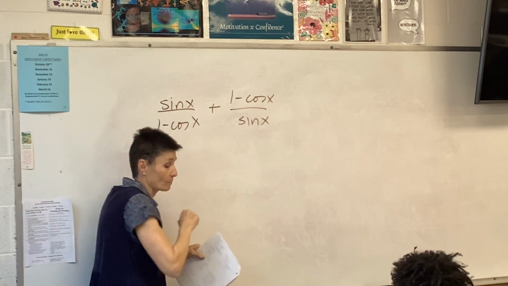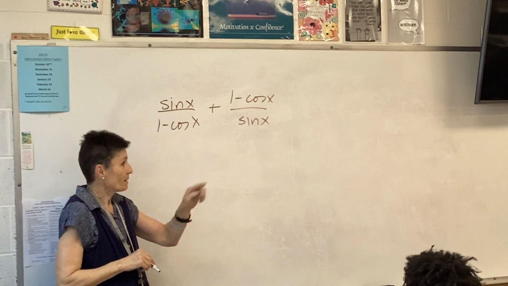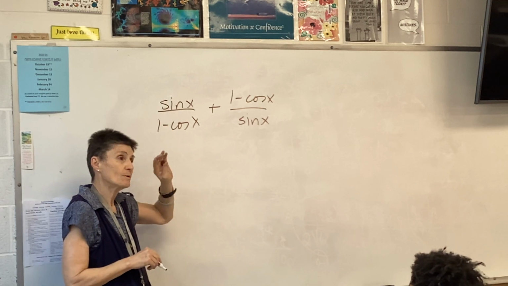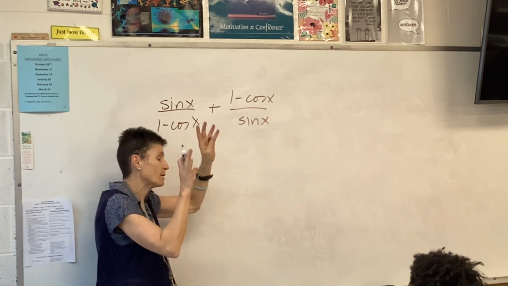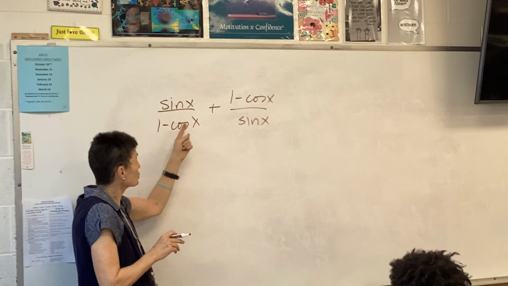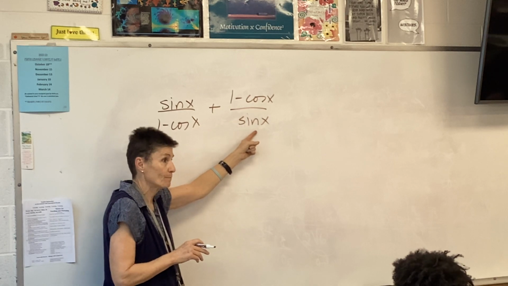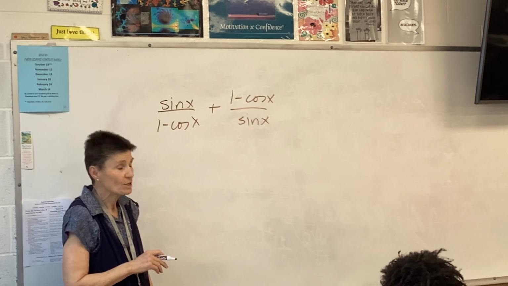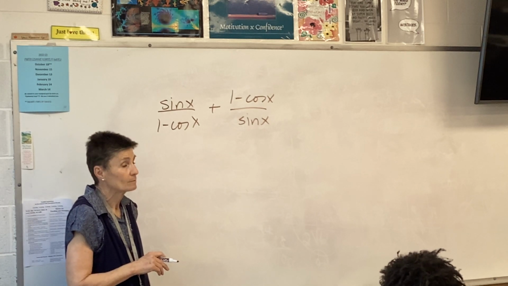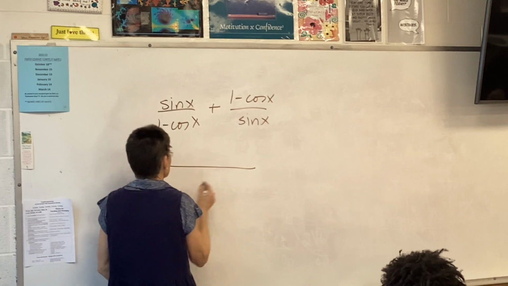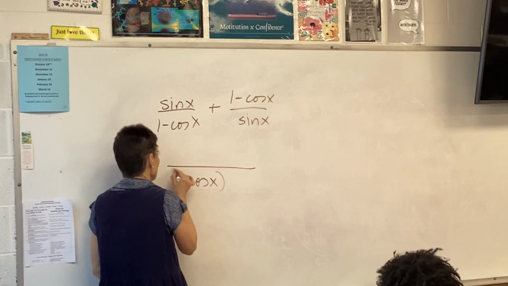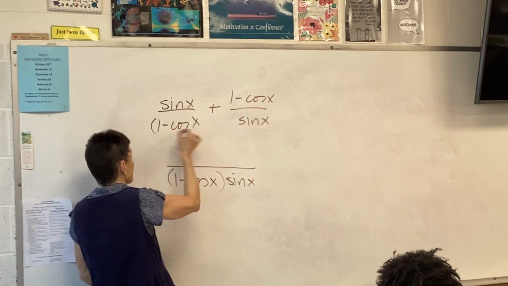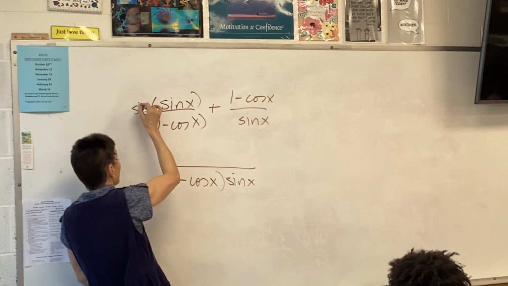Now, everybody in this room should look at that problem. You should see a fraction plus a fraction. When we have a fraction plus a fraction, we should get a common denominator, okay? So our common denominator is 1 minus cosine and sine. That's the common denominator.